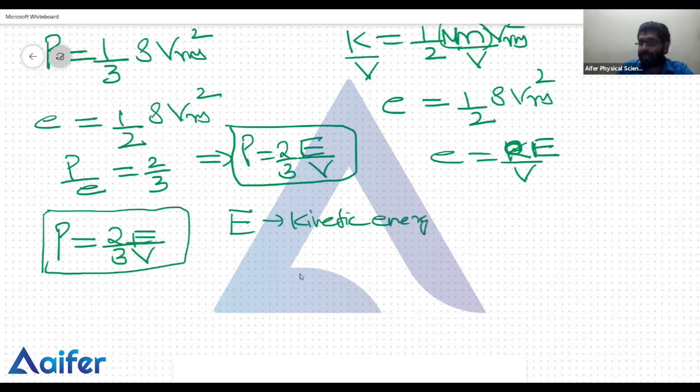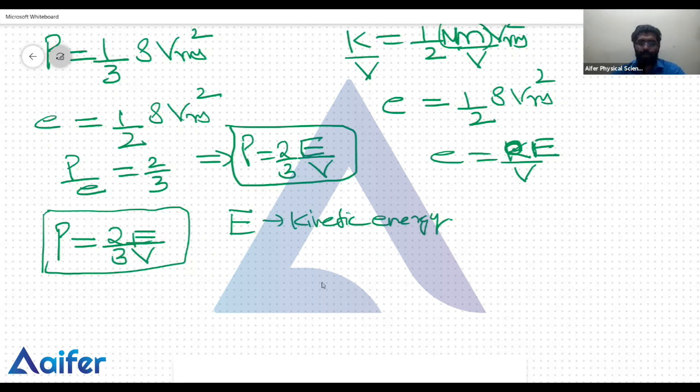If you say it is total energy, no problem, because by the assumption of kinetic theory of gases, the interaction between the gas molecules is neglected, which means there is no potential energy. All the energy possessed by the gas molecules comes from their kinetic energy. So this is also equal to total energy. No problem if you say this is total energy. So that's it. This is the expression for P, which is 2 by 3 E by V, or PV equal to 2 by 3 E.